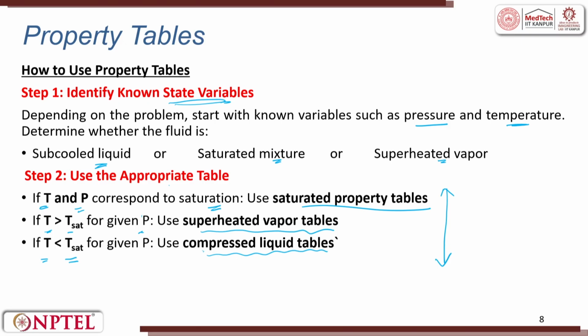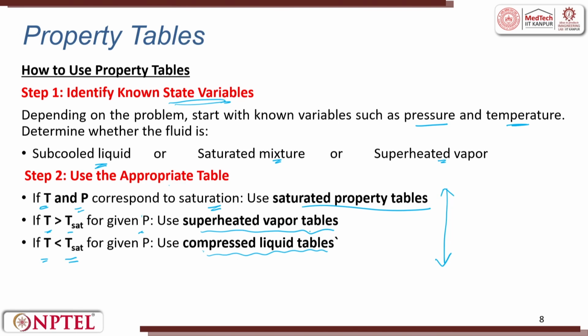If T and P correspond to saturation, saturation means what? Up to the brim. Now, you can have it at the top, at the bottom, up to the brim. So, you use the saturated property table. Superheated, go up. So, then you use the superheated vapor table where T is greater than T saturation. When T is less than T saturation, then go for the compressed liquid table. So, what have you done? First you have identified the states, then you have determined the fluid, whatever is there. Then you have taken the appropriate table. From the table you have extracted data.